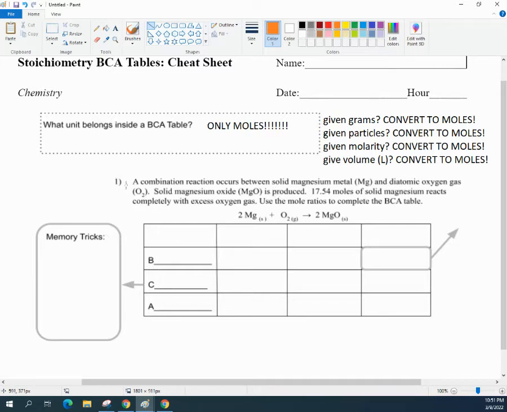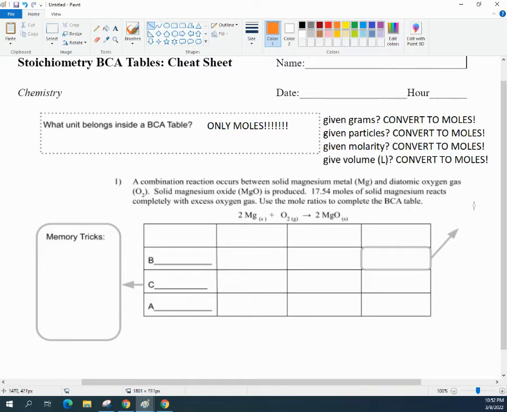Number one here says a combination reaction occurs between solid magnesium metal and diatomic oxygen gas. Solid magnesium oxide is produced. Cool, that just described the reaction to us. It's already down here for us, balanced. It says 17.54 moles of solid magnesium reacts completely with excess oxygen gas. Use the mole ratios to complete the BCA table.